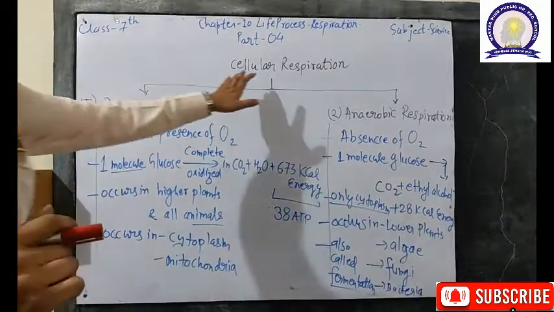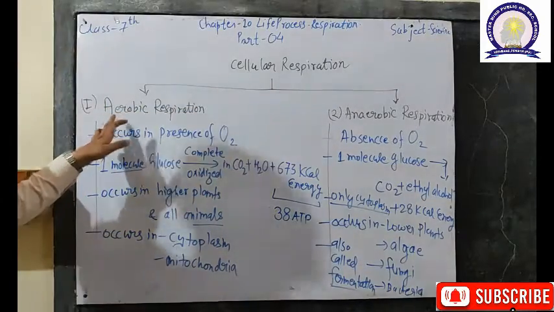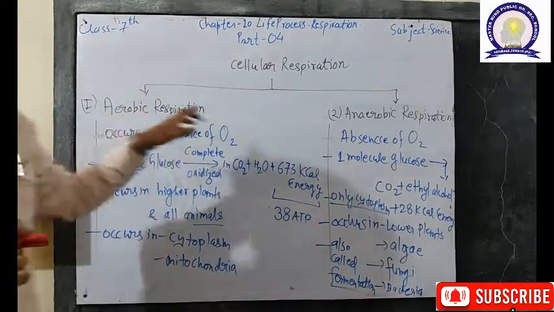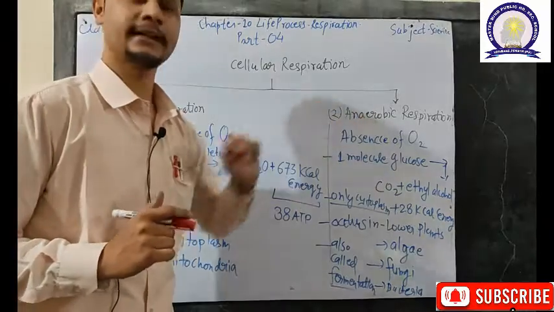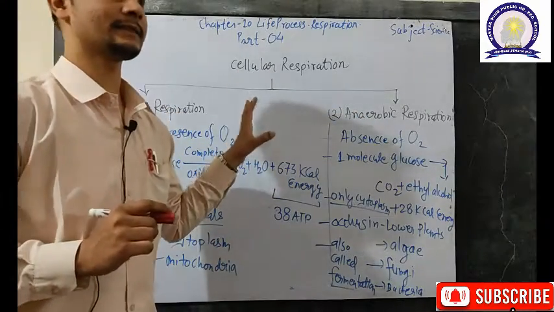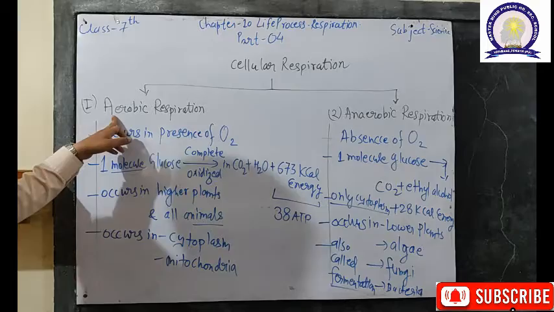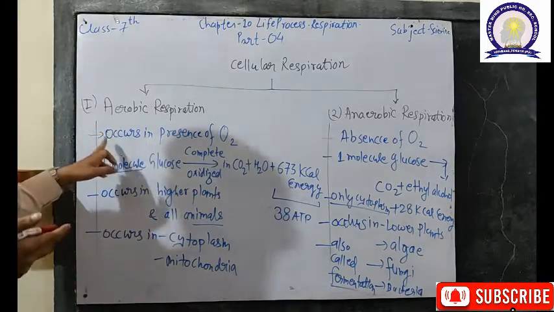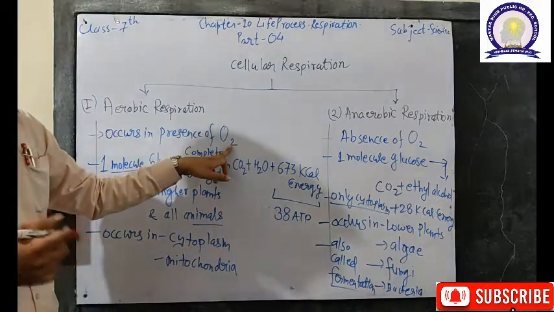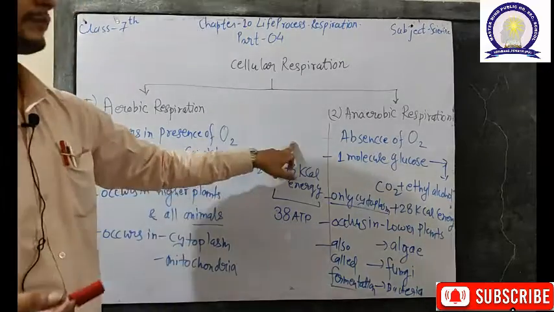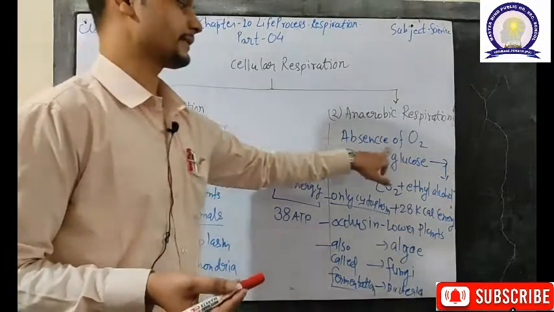Now cellular respiration occurs in two types: the first type is called aerobic respiration, and the second type is called anaerobic respiration. The name itself suggests that aerobic respiration occurs in the presence of air, that means oxygen, and anaerobic occurs in the absence of oxygen.